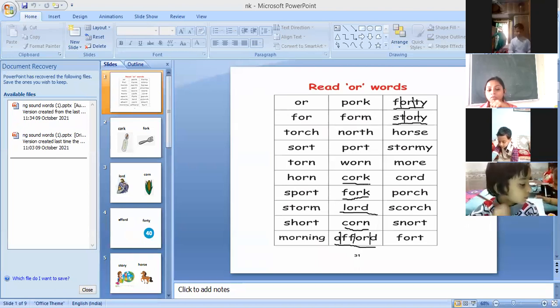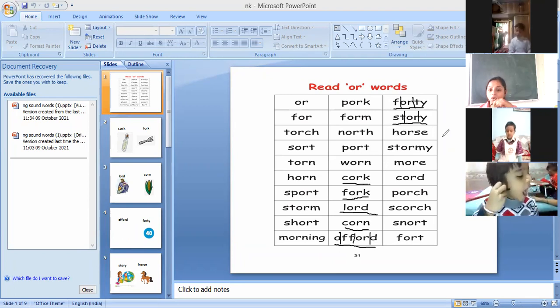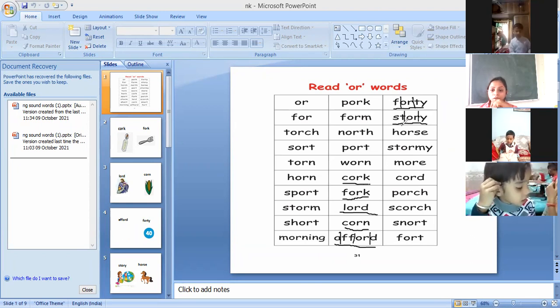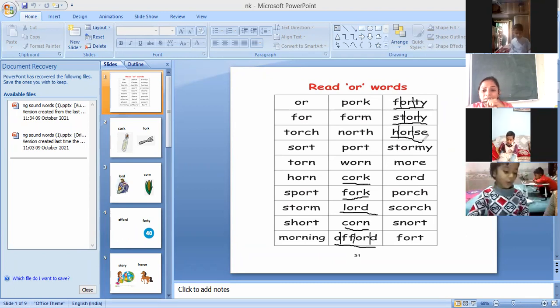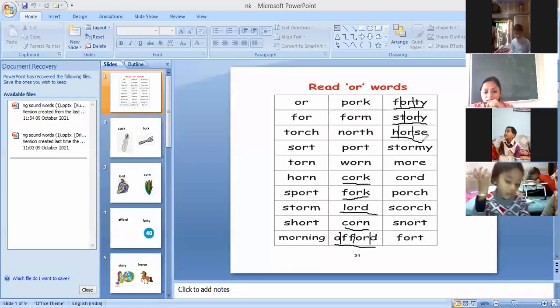Now in a word, whenever we have two vowels, the first one is anywhere in the center and the second vowel is at the end, then the second vowel is silent. We are not going to pronounce the sound of that vowel. So in the next word, it's like or horse. In this word, we have two vowels, O and E. O is in the center and E is at the end. So in this word, the sound of E is not going to be pronounced. It's silent. So we'll pronounce it as or horse.